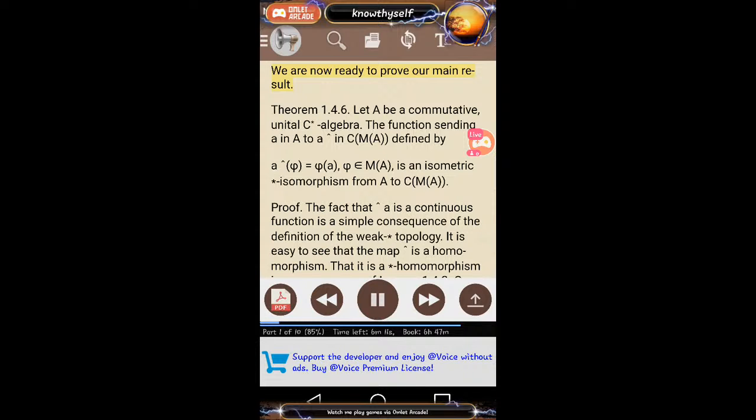We are now ready to prove our main result. Theorem 1.4.6. Let A be a commutative, unital C*-algebra.